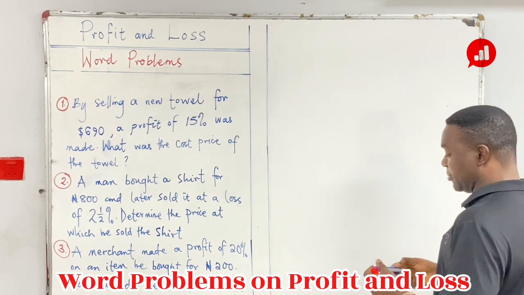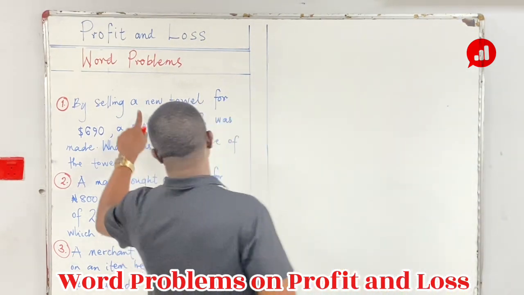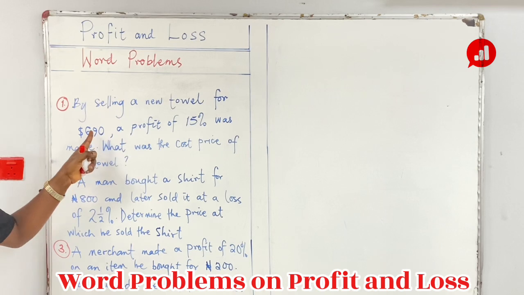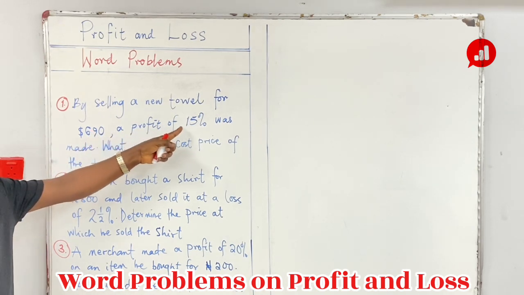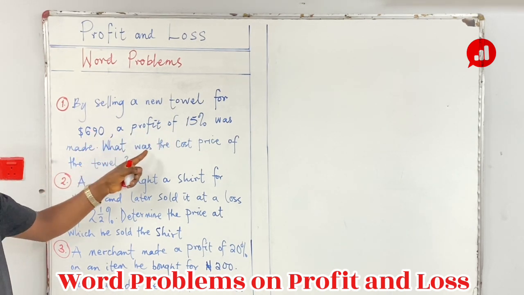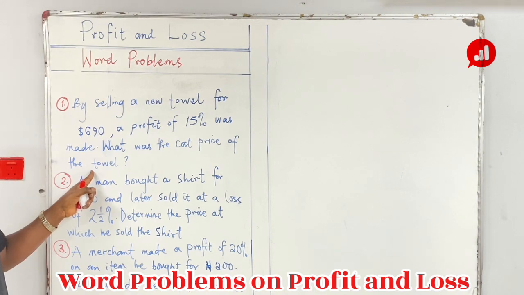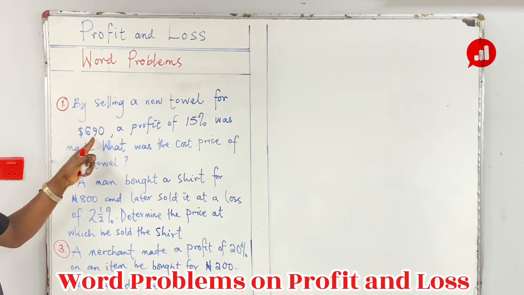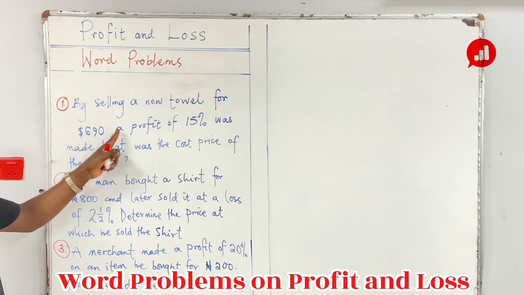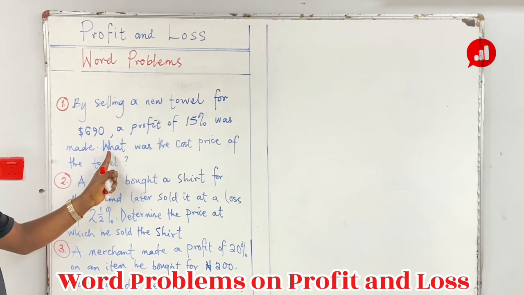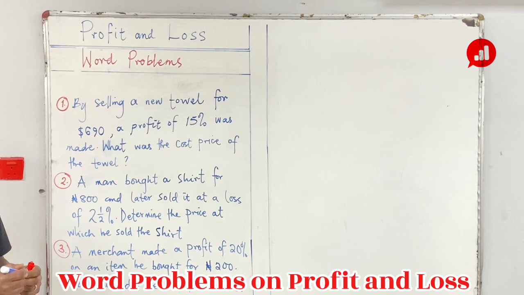So the first problem: by selling a towel for $690, a profit of 15% was made. What was the cost price of the towel? By selling, this is the selling price. A profit of 15% was made. What was the cost price? So the cost price is the question here.